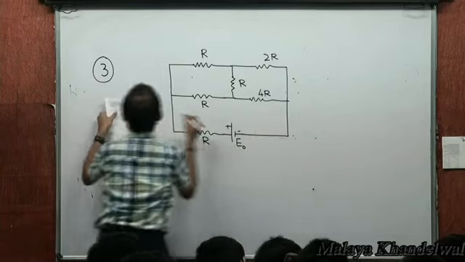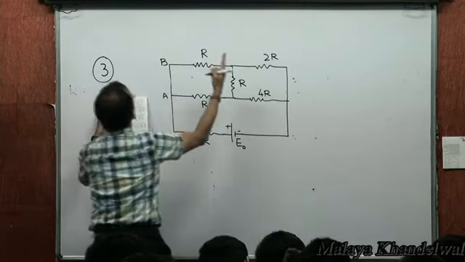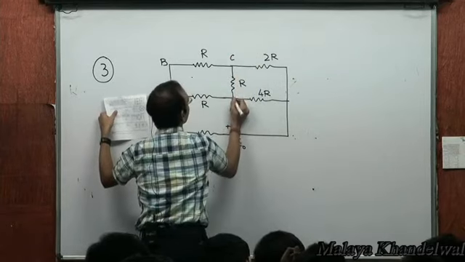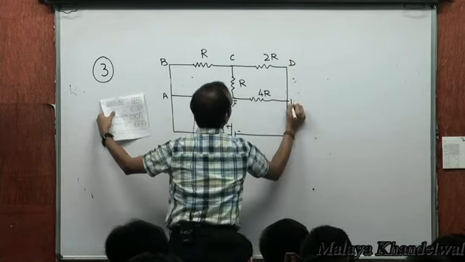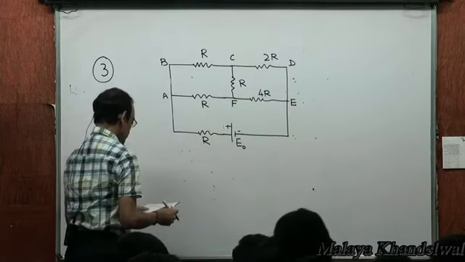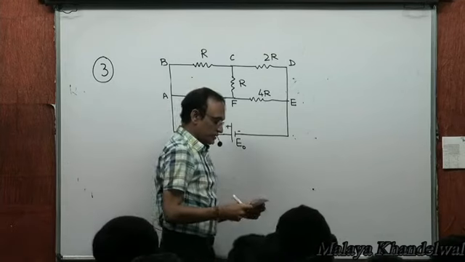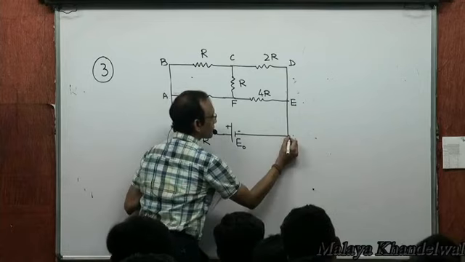This is the circuit we have. A and B are essentially the same. Then we have the junctions C and F, D, E, etc. Same. Take the potential to be 0 at the negative terminal of the battery. This is 0.